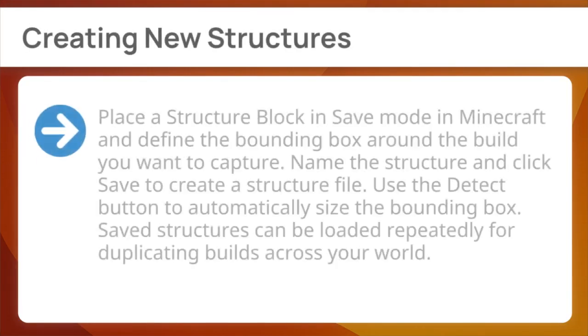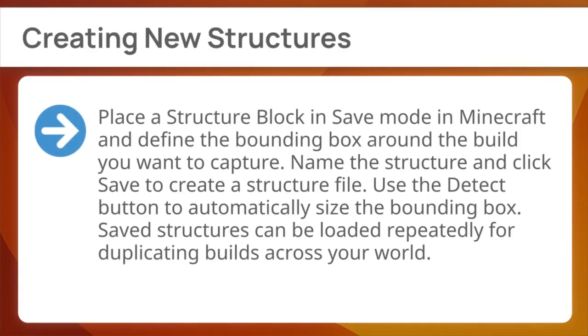Next, creating new structures. Place a structure block in save mode in Minecraft and define the bounding box around the build you want to capture. Name the structure and click Save to create a structure file. Use the detect button to automatically size the bounding box. Saved structures can be loaded repeatedly for duplicating builds across your world.